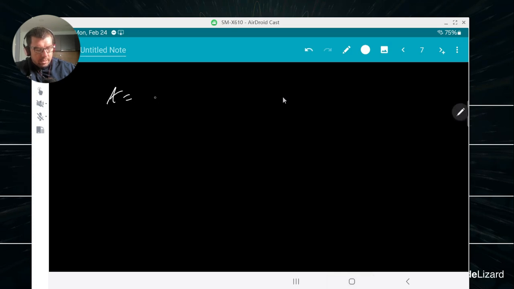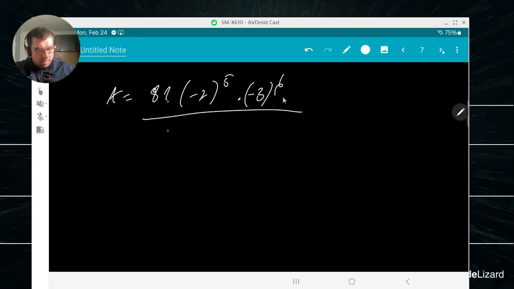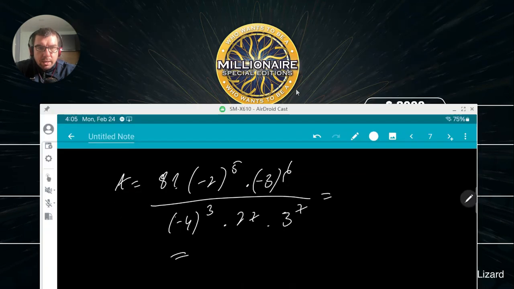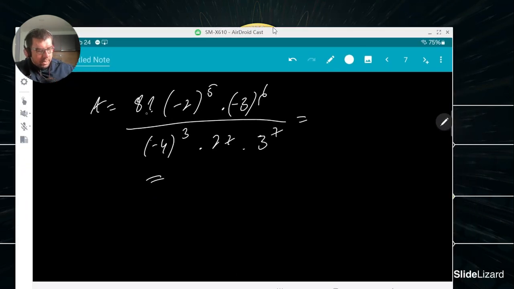A equals 81 times minus 2 to the power of 5 times 3 to the power of minus 3 to the power of 6, over minus 4 to the power of 3 times 27 times 3 to the power of 7. So let's see if I copied it correctly. Yes, everything is correct. So 81 is 3 to the power of 4.